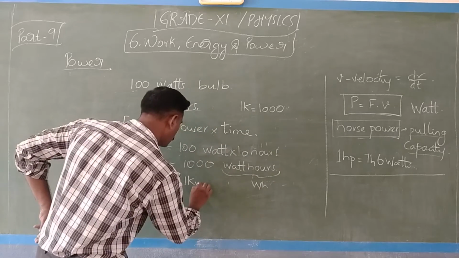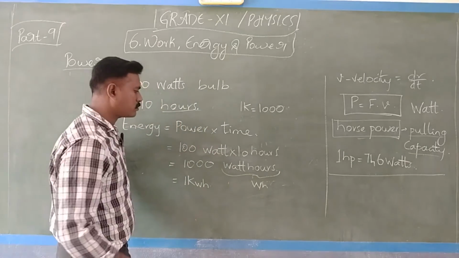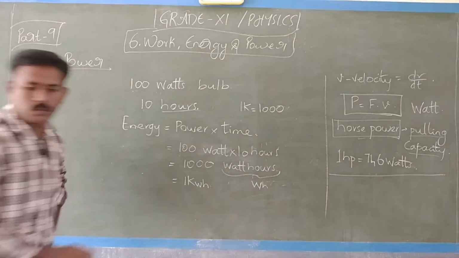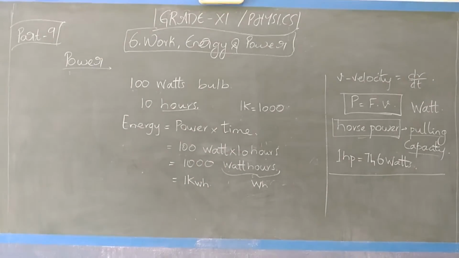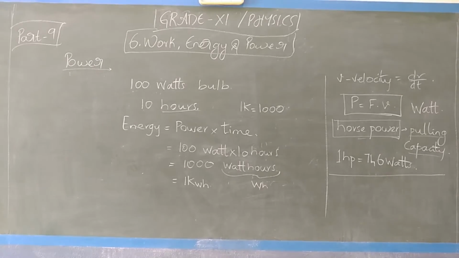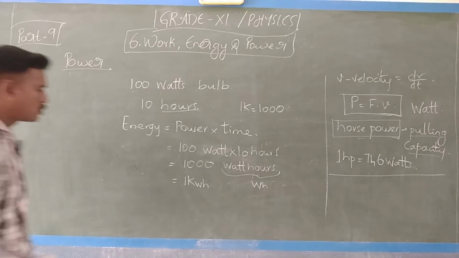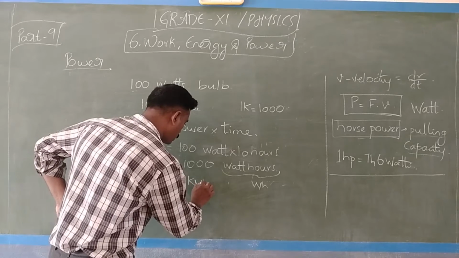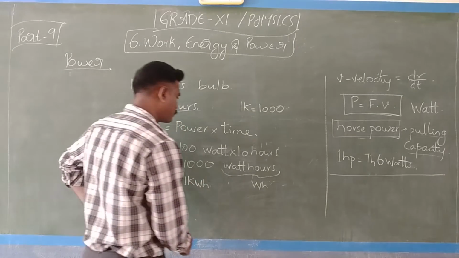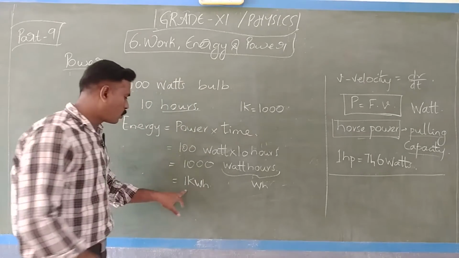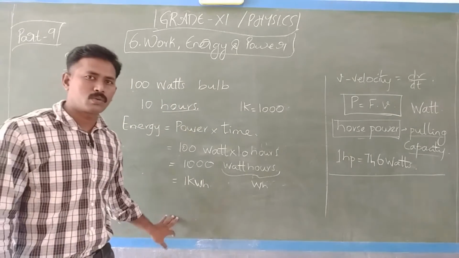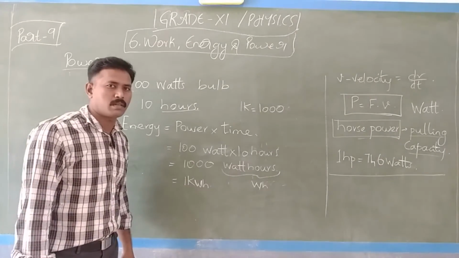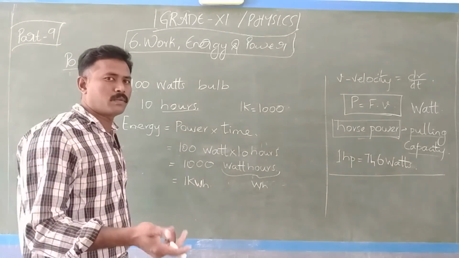So we can write this as WH. So kilowatt hour, W is in capital, it is not small. So 1 kilowatt hour means 1000 watt hour. Okay. Now I will give you an example. I will give you a problem. You try to work it out.